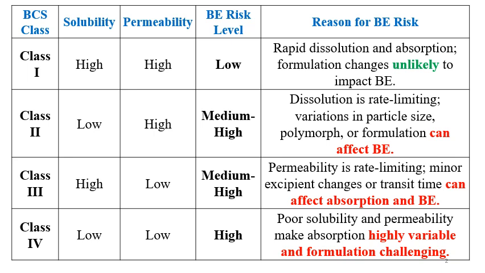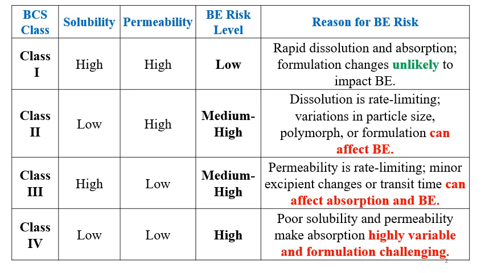BCS class 3 drugs, these have the high solubility but permeability is low. So BE risk may be medium or high. Permeability is a rate limiting step considering the BCS class 3 drug molecules, and if the excipient has impact onto the permeability, then minor excipient changes or transit time can affect absorption and BE.